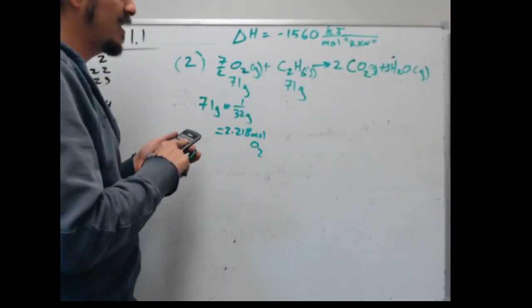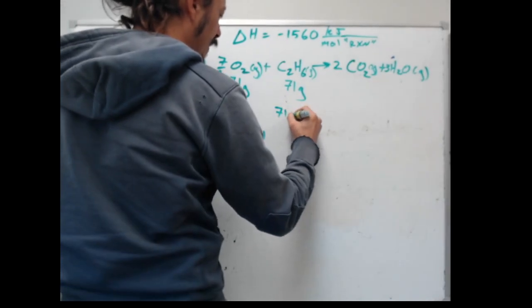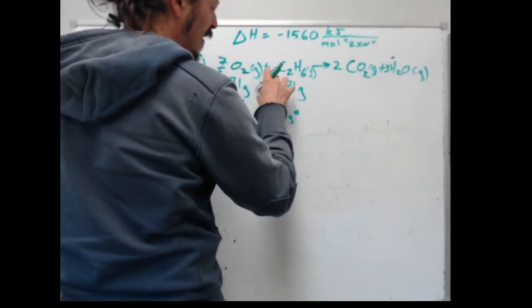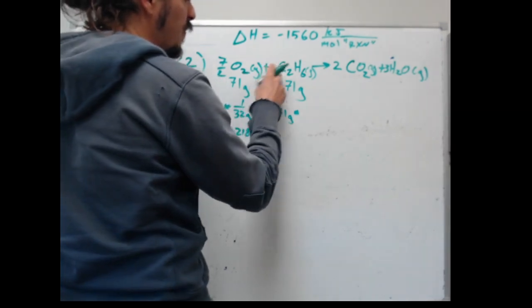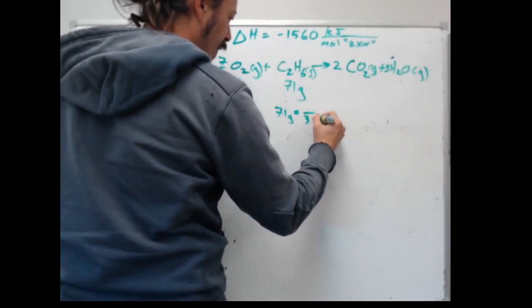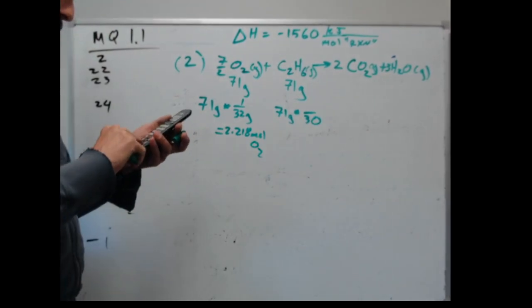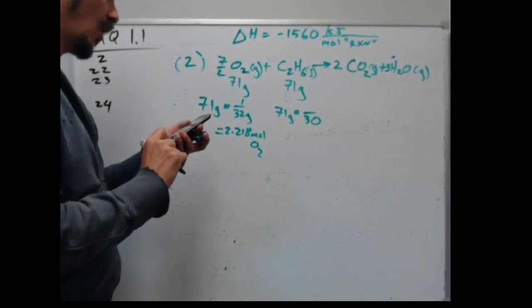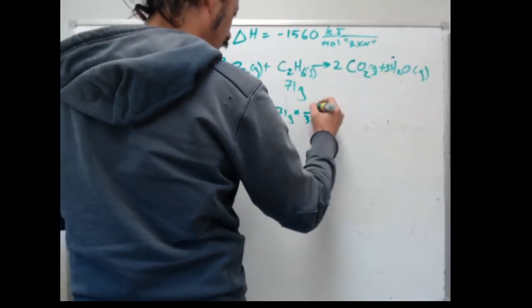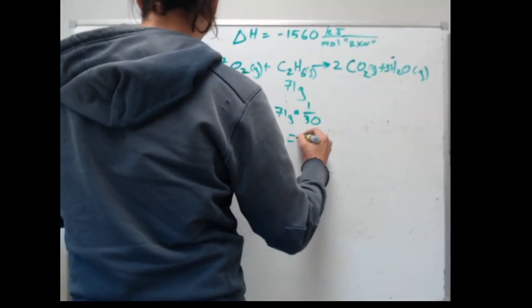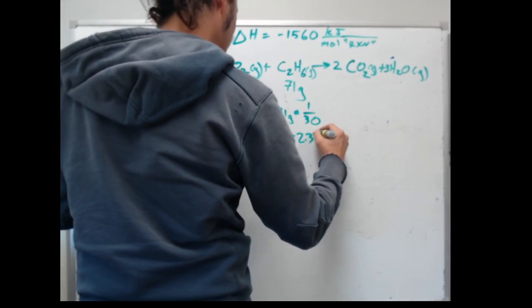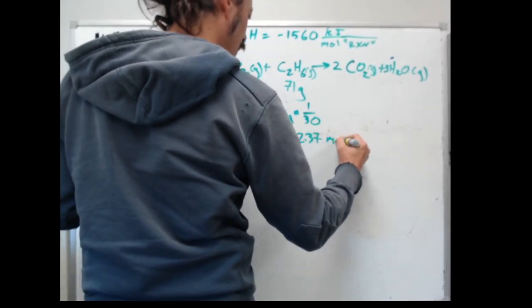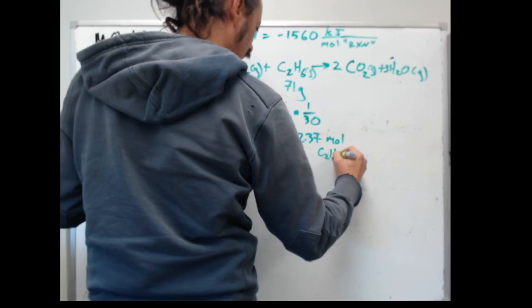And then C2H6 is going to be 71 grams times, that's 12 times 2 plus 6 times 1, so 71 divided by 30. Wow, this is almost equal molar. This is going to be equal to 2.37 moles C2H6.